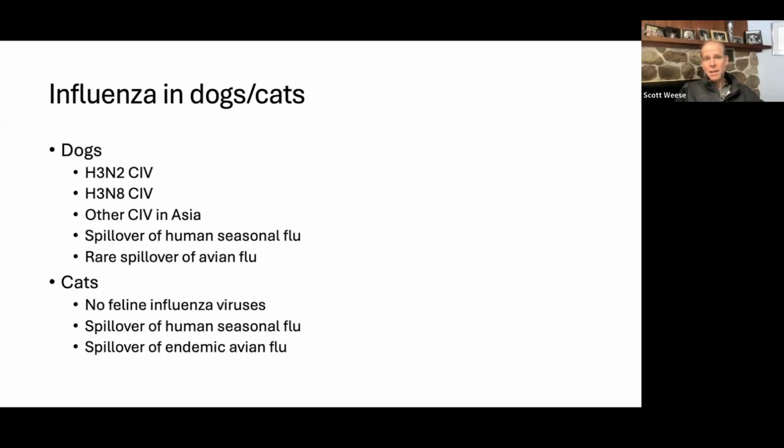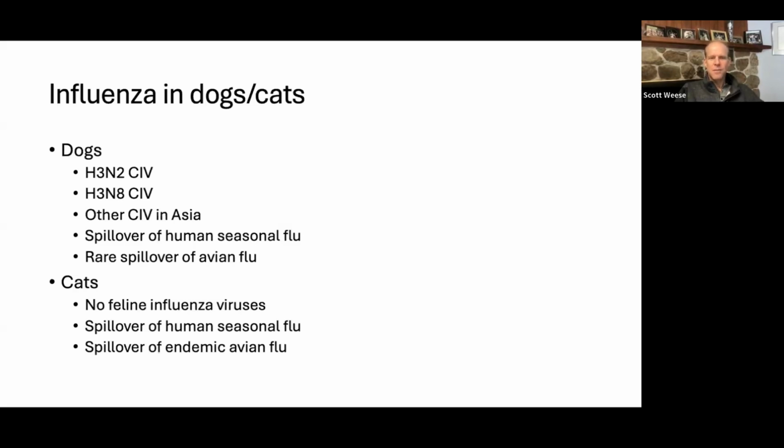So if you have influenza, H1N1 or whatever our normal seasonal strain is, you can infect your dog. Usually it's just mild disease. And they can rarely, obviously, get spillover of avian flus. Cats, we don't have a feline influenza virus that circulates through the cat population, but they can get infected by us with our seasonal flu.